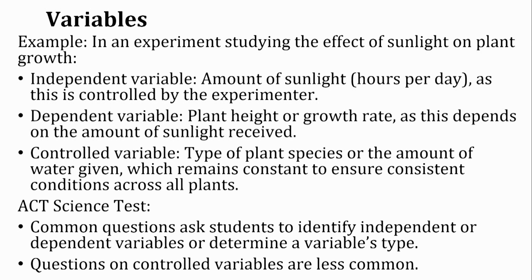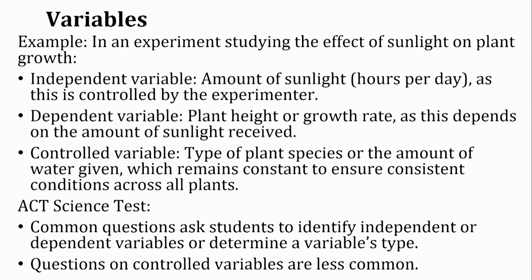Okay, so first of all, this is an example. Let's say that in an experiment studying the effects of sunlight on plant growth. Okay, so let's say we have an experiment. Our hypothesis is we're trying to figure out the most a plant can grow based off these different amounts of sunlight they're given. So if that was the experiment, these would be the different variables that are a part of it. So the independent variable might be the amount of sunlight or hours per day, as this is the variable that is controlled by the experimenter.